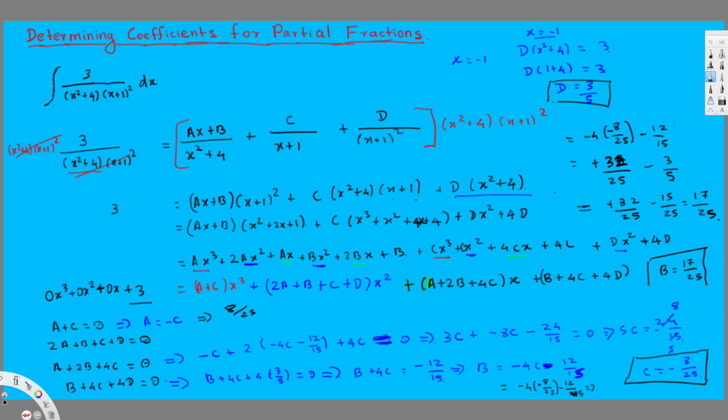Now all we have to do is simply substitute all these values in this equation right here. Instead of a, I'm going to plug this value. A is equal to 8 over 25. Then for b, we have 17 over 25. For c, we plug minus 8 over 25. For d, we plug 3 over 5. And that's all we have to do.